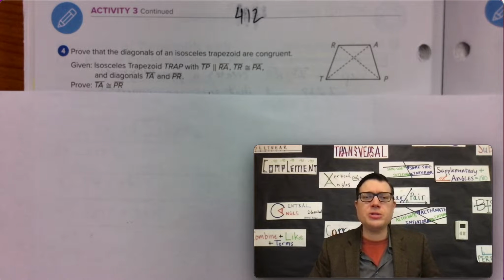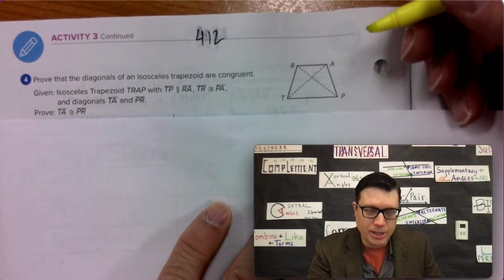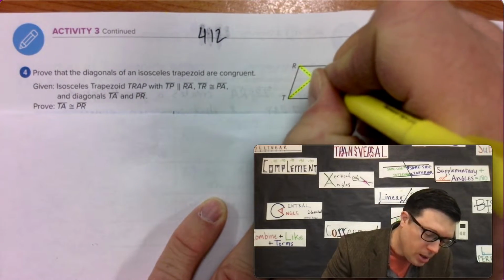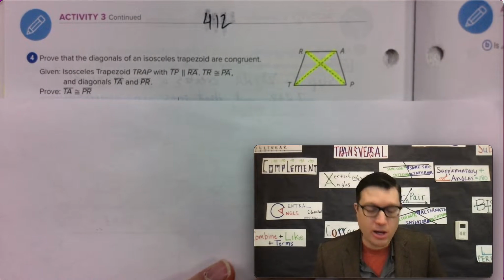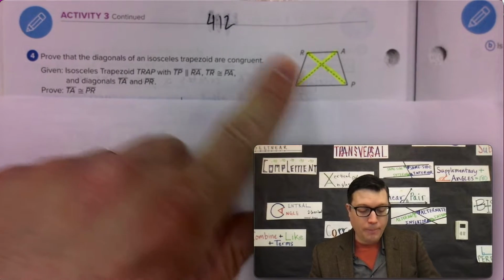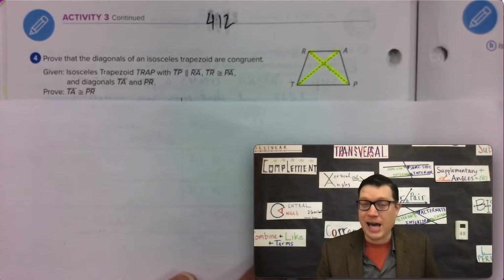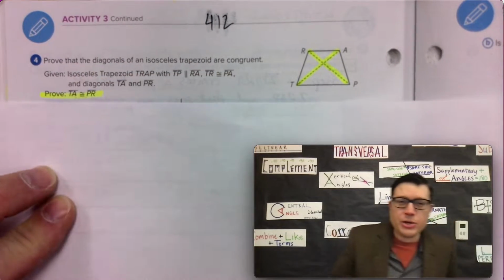Prove that the diagonals of an isosceles trapezoid are congruent. That was one of the properties that was next to the trapezoids on page 420. Now, if you look at the diagonals of the trapezoids that we have here, that would be like showing RP as a diagonal is exactly the same as TA. That's our proved statement. We're going to get there through a couple of things.